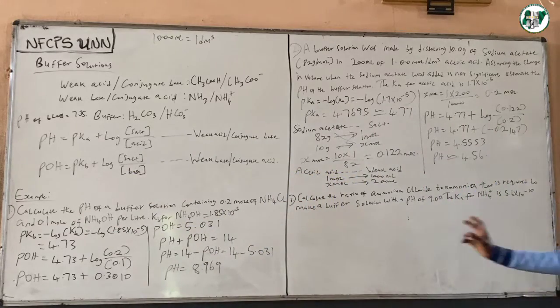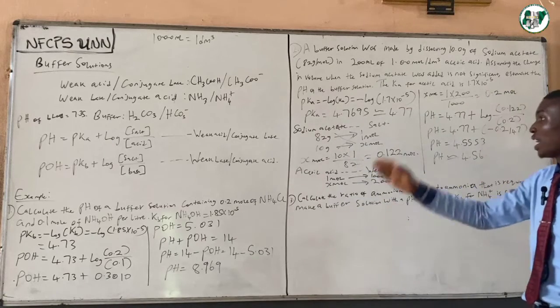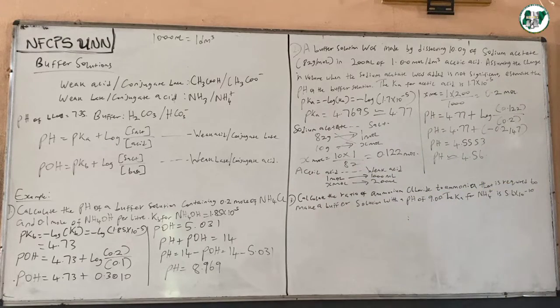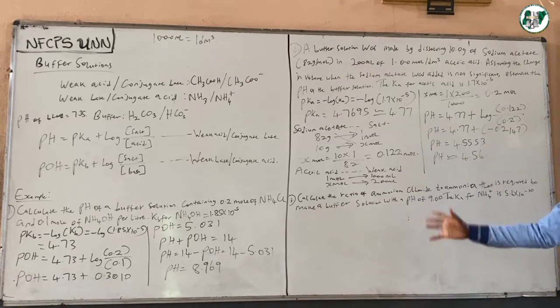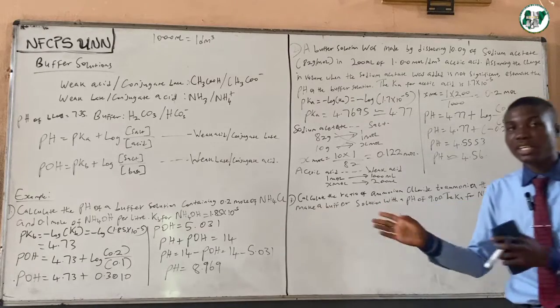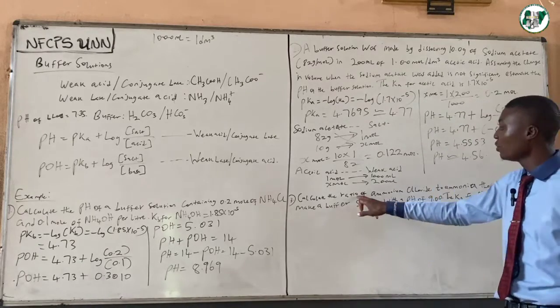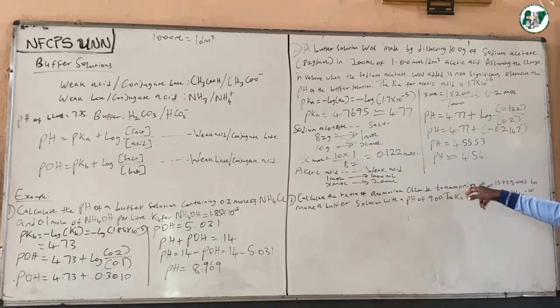So let us look at our last example for this particular aspect of calculating the pH of buffers using the Henderson-Hasselbalch equation, so I can gain more insight. Meanwhile, this one is not going to use that particular equation. It's something that is very, very unique, because this time around they're not asking us to look for the pH. What we are asked to look for is the ratio. Calculate the ratio of ammonium chloride to ammonia.